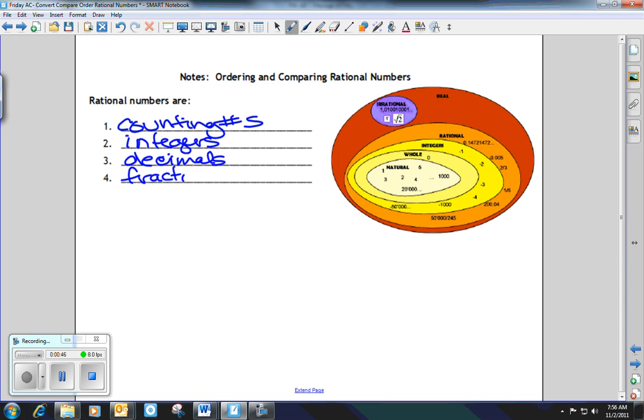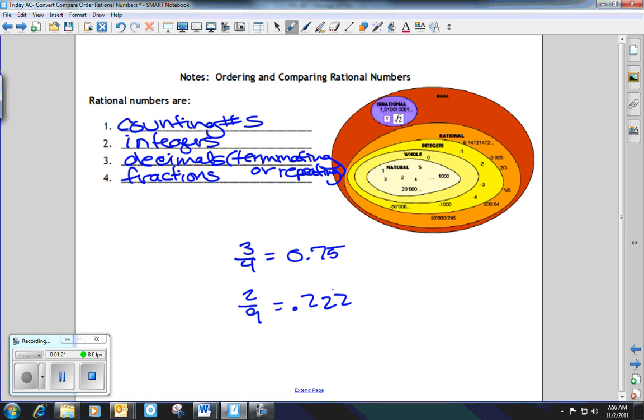Now, as far as decimals and fractions go, the decimals need to be terminating or repeating. Okay, so that means that when you have a decimal, it either needs to end without a remainder, say 3/4 equals 0.75, seventy-five hundredths, or it needs to be a repeating decimal. For example, 2/9 equals 0.222, and it goes on forever and repeats. So these are both rational numbers.